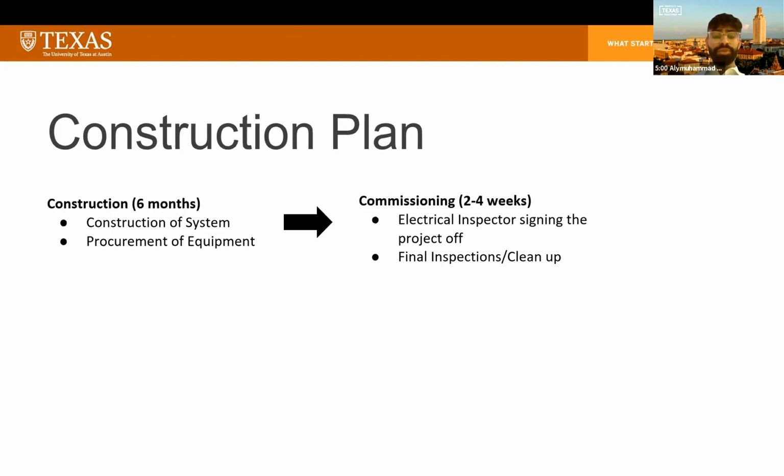Finally, we have commissioning, which will take 2 to 4 weeks. This includes the electrical inspector signing off on the project and final inspections and the cleaning up the site being conducted. Now, along the journey of this construction plan, there are potential risks that might pop up. Some potential risks include policy landscape, weather, supply of equipment related issues, construction related issues, and underachievement.